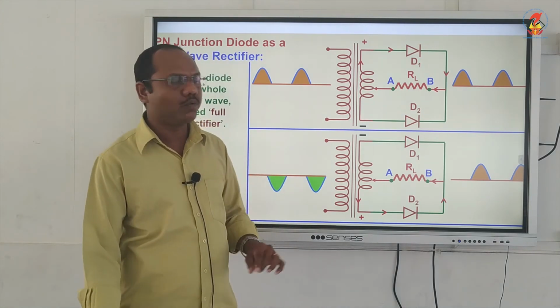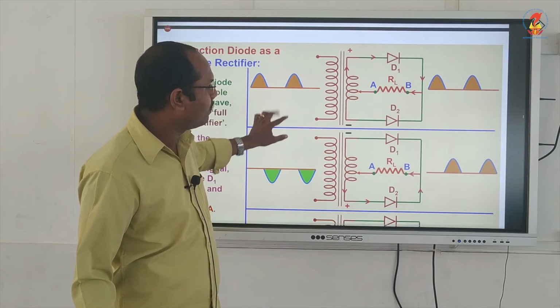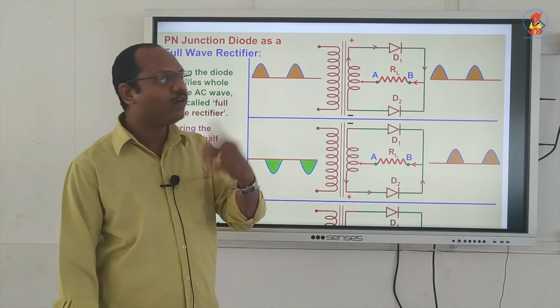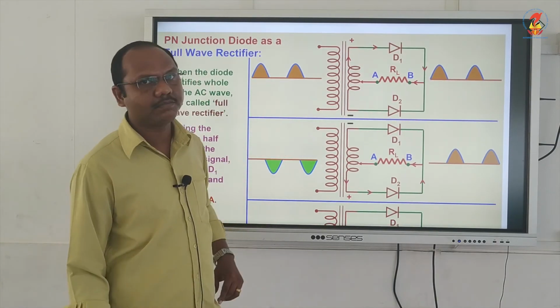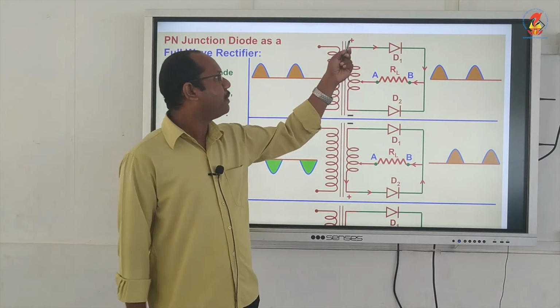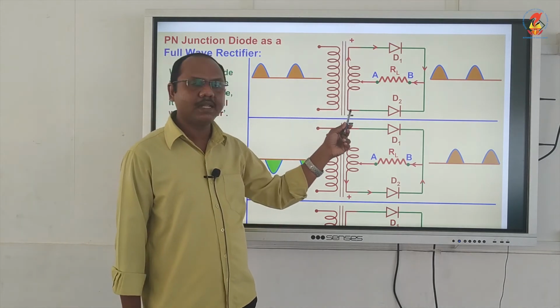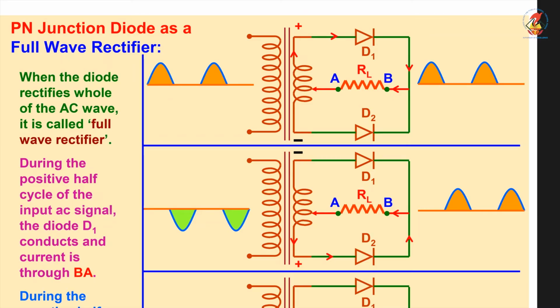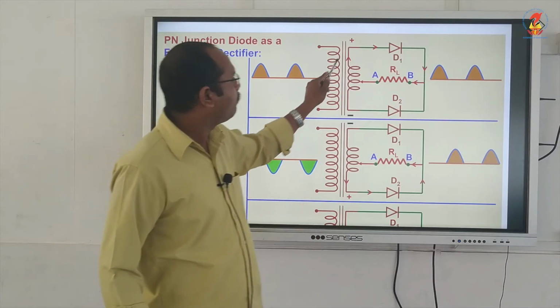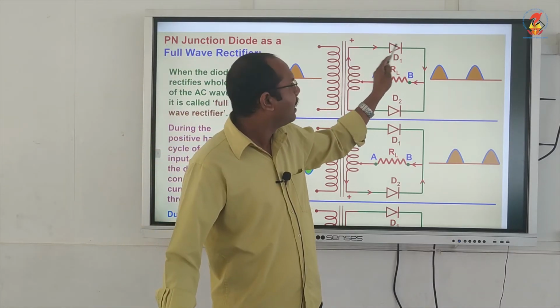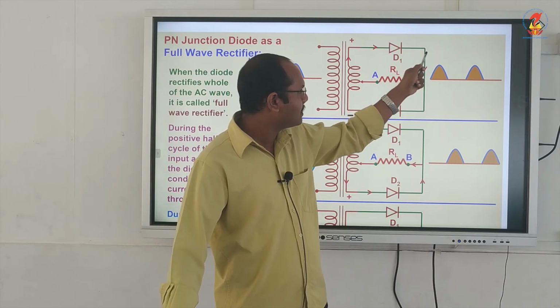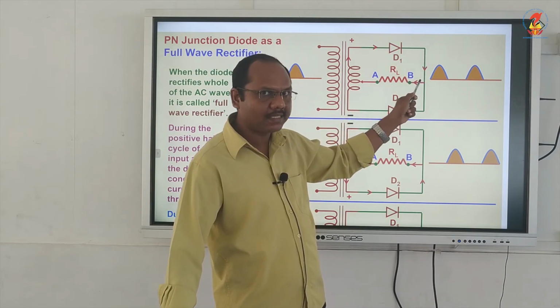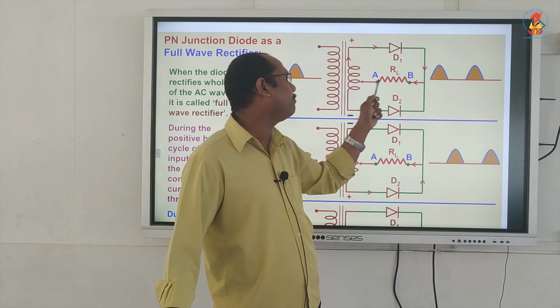So it consists of 2 diodes. Let us see what will happen. During the positive half cycle of AC, the upper terminal is positive and the lower terminal is negative. So diode D1 is in forward bias and D2 is in reverse bias. The current will flow only through D1, and it will come like this and reach the terminal B, and it will flow from B to A.